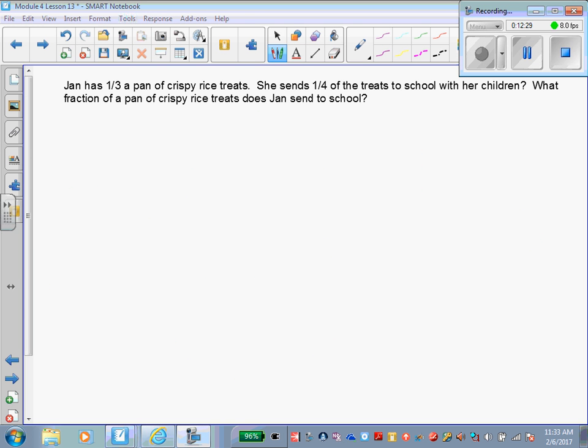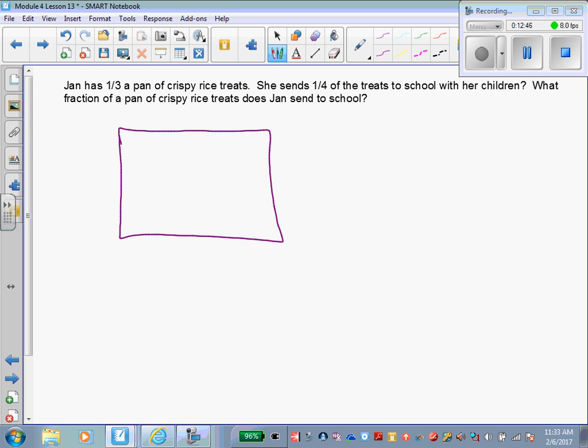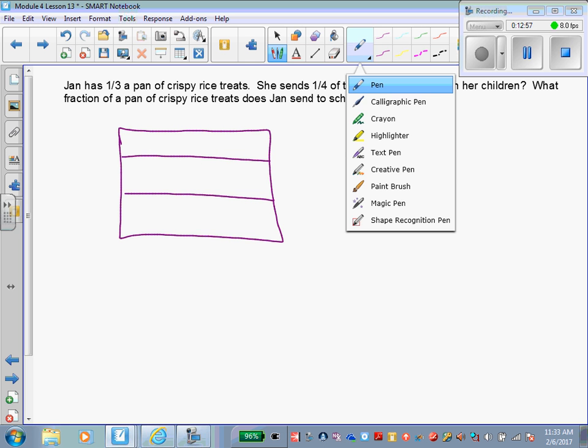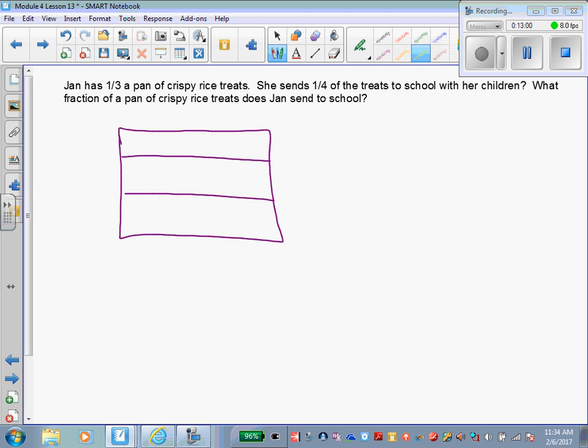Jan has 1/3 a pan of crispy rice treats. She sends 1/4 of the treats to school with her children. What fraction of a pan does she send to school? So again, just like the other problem, we have a pan of treats. Model it out. And she has, in fact, not a whole pan, but 1/3 of a pan. So I've divided it into 3 sections. And now I'm coloring in the 1/3 that she has.